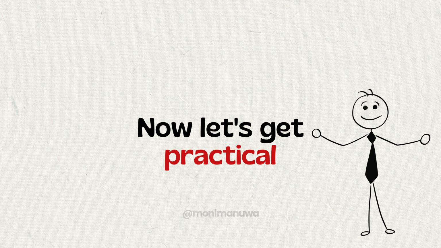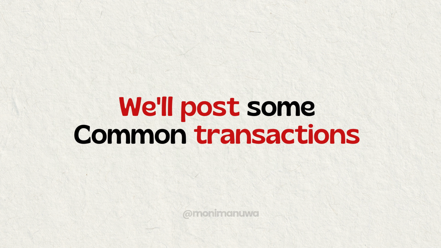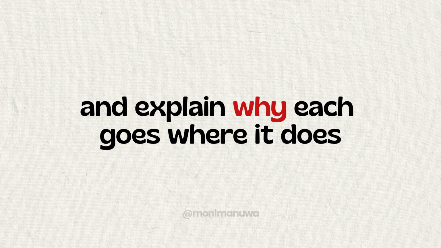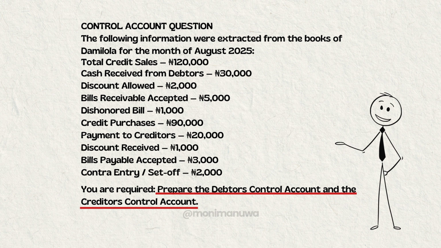Now let's get practical. We'll post some common transactions and explain why each goes where it does. This is our sample question. We're preparing both the debtors and creditors control accounts. Let's take it step by step. Try to think along with me and see if you can figure out where each one should go before I reveal the answer. Ready? Let's go!